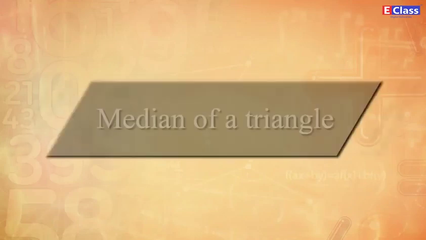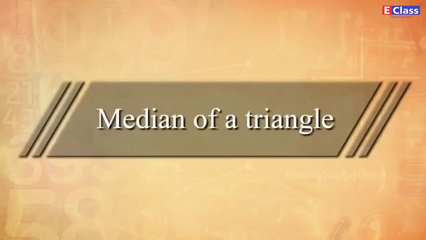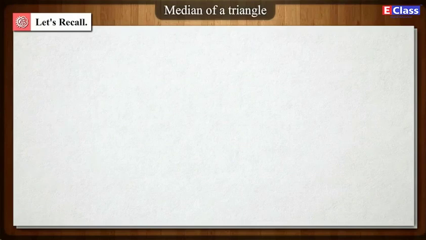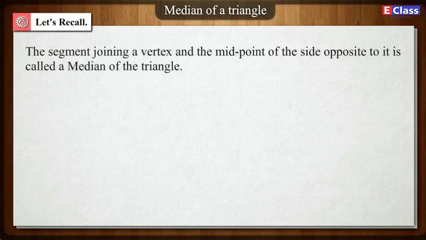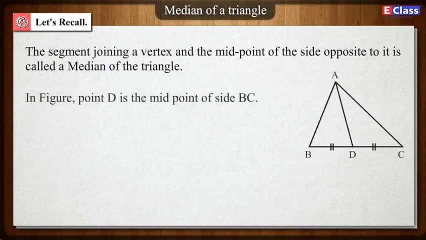Median of a triangle. Let's recall. The segment joining a vertex and the midpoint of the side opposite to it is called a median of the triangle. In figure, point D is the midpoint of side BC. Therefore, segment AD is a median of triangle ABC.